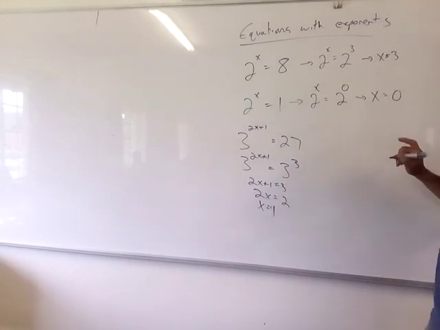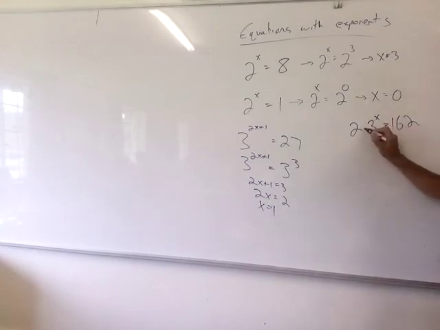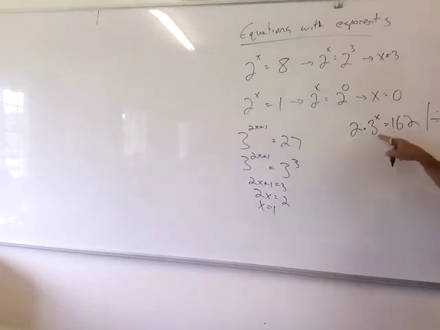Here we go. 2 times 3 to the power of x equals 162. So that's one level up, but we've done that last year. What shall we do here? You take the 2 over to the other side. How do I do that? You divide by 2. If I've got something I want to get rid of, how do I do it? Divide. So it's going to be 3 to the power of x equals 81.